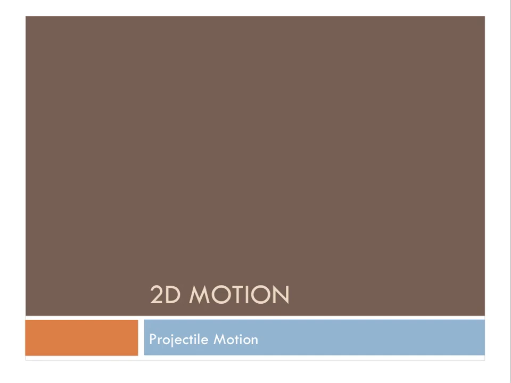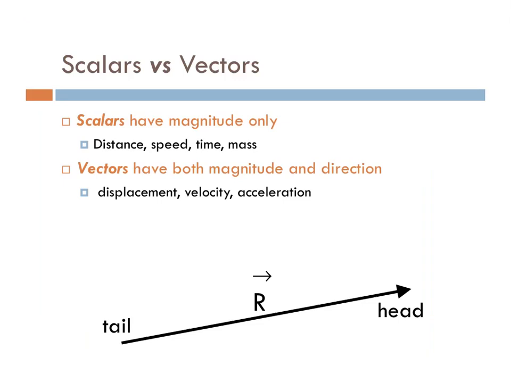This video covers two-dimensional motion. Two-dimensional motion uses vectors a lot more than one-dimensional motion did. So here, we need to make sure that we remember what scalars and vectors are. Scalars have only a magnitude. Things like distance, speed, time, and mass all only have a value. They don't have a direction.